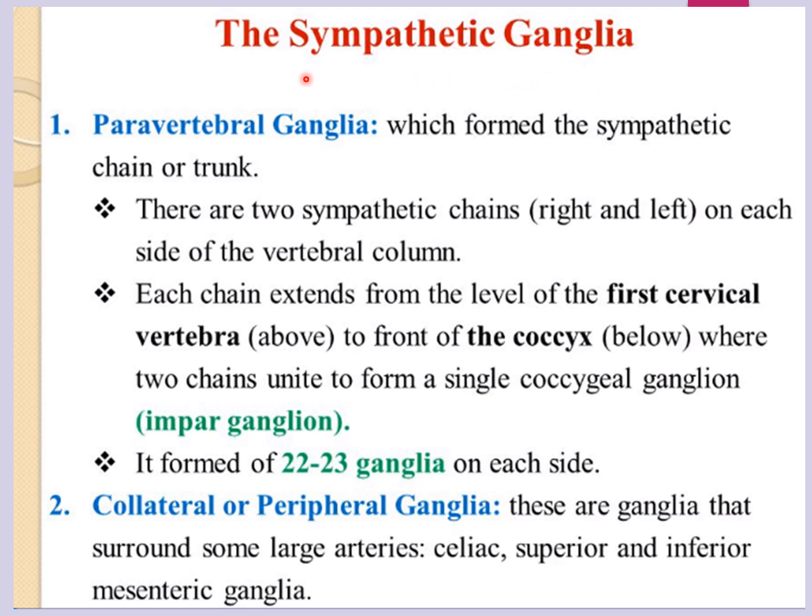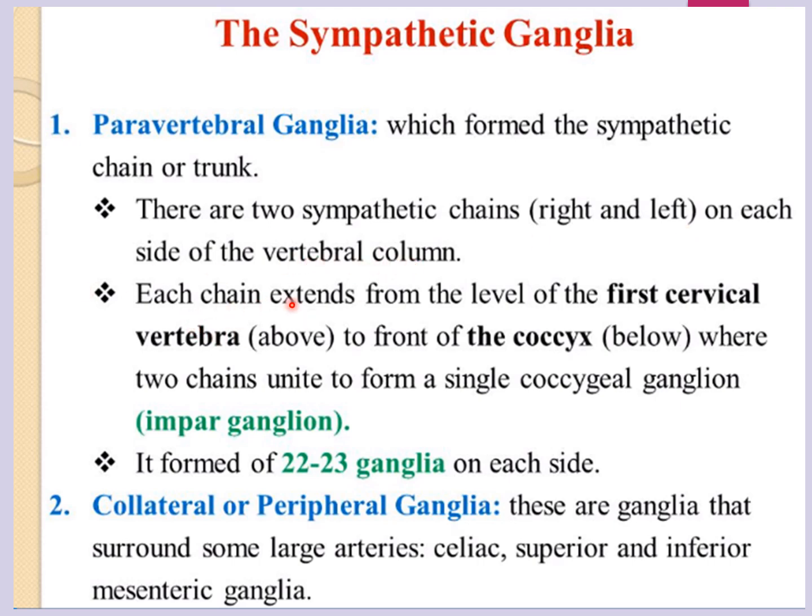So now today we discuss the thoracic sympathetic ganglia, right? Now these ganglia are known as the paravertebral ganglia because they are located on either side of the vertebral column, which form the sympathetic chain or trunk. There are two sympathetic chains. One is on the right side, the other is on the left side of the vertebral column.